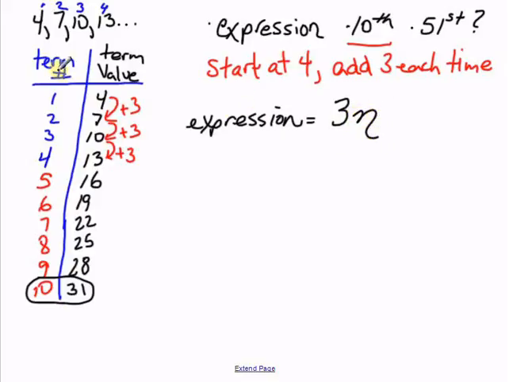The n is just this term value. These are the numbers for n. 1, 2, 3, 4, and so on. Which number of the pattern is it?